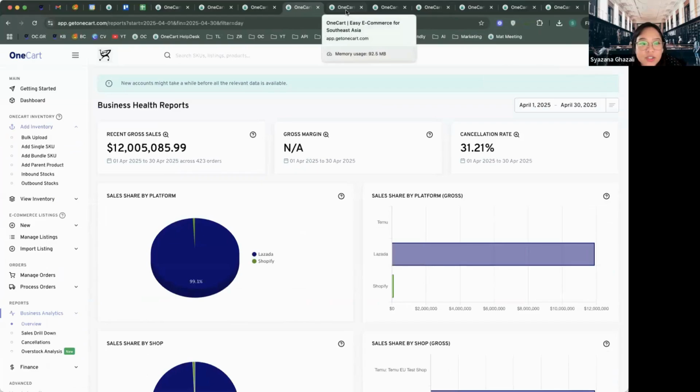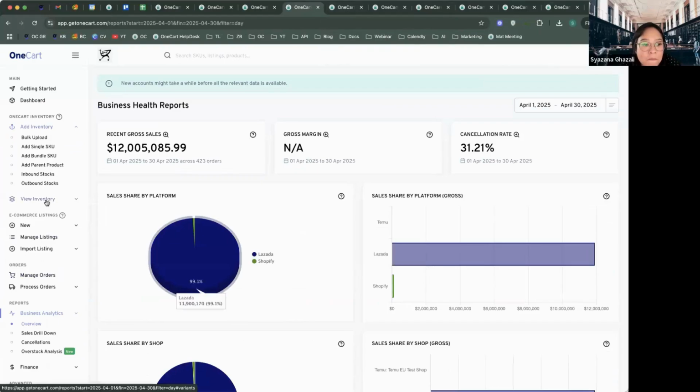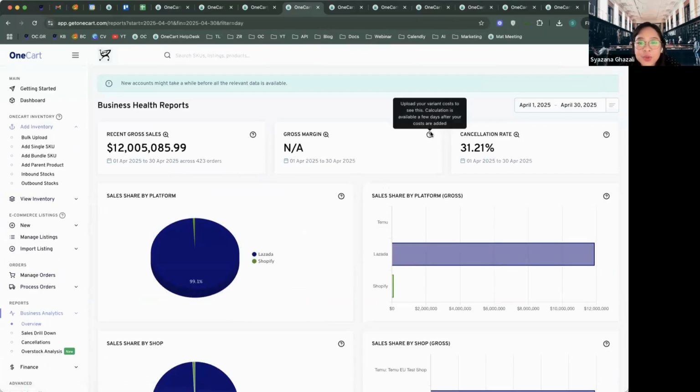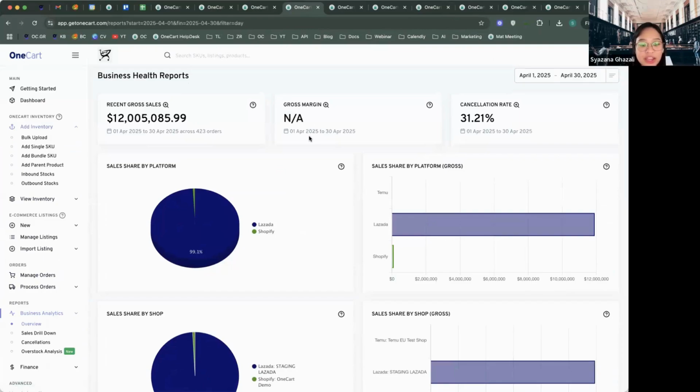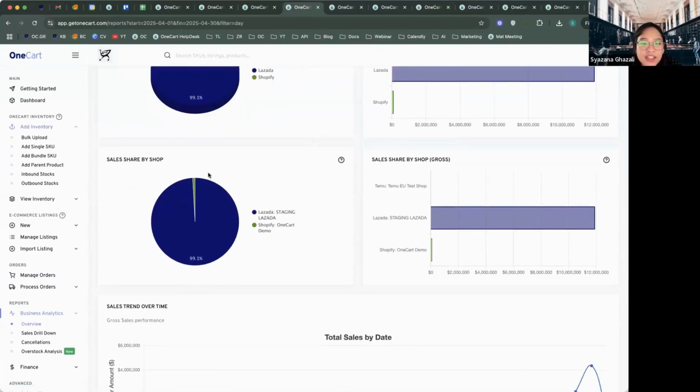So going back to the business analytics overview, you will see that all these are calculated if you have all your data filled up in OneCart, and then you will know that this is pretty accurate. If you are in your OneCart account right now, you are able to see the sales across all your platforms. Everything will be across your platforms.